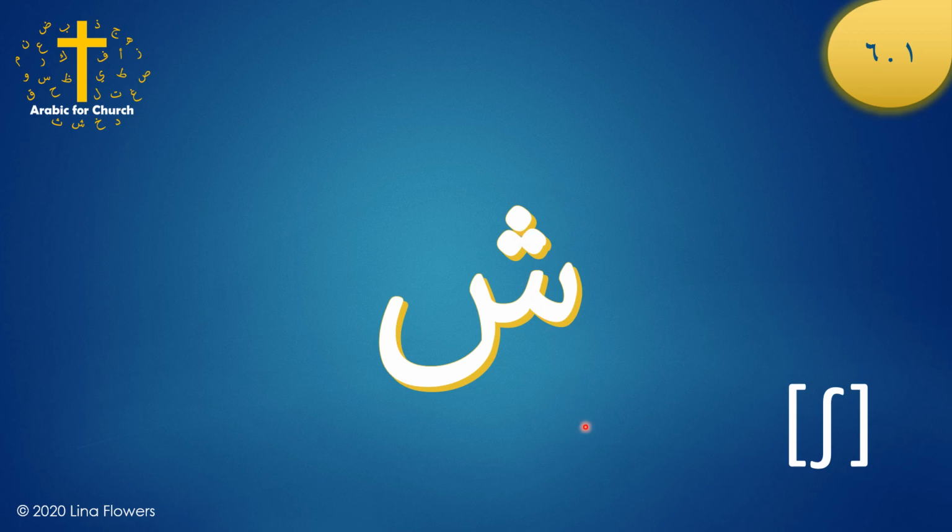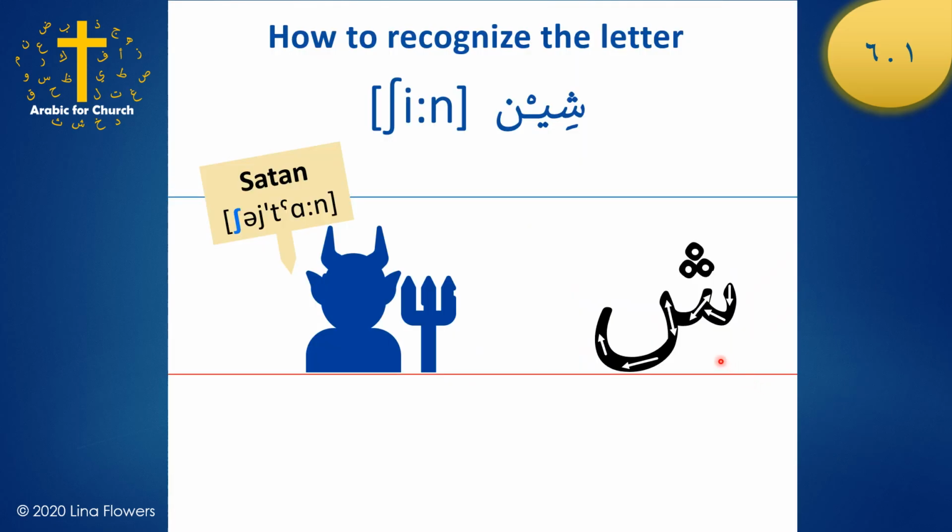The sound of the letter Sheen you can find in English, and the phonemic symbol for it is this one, Sh. So this is Sh for the letter Sheen. So this is the letter Sheen with its three dots. The second part of it looks like a snake charmer's basket.